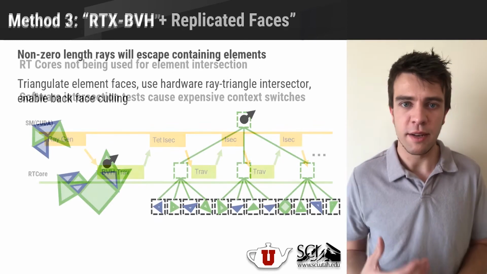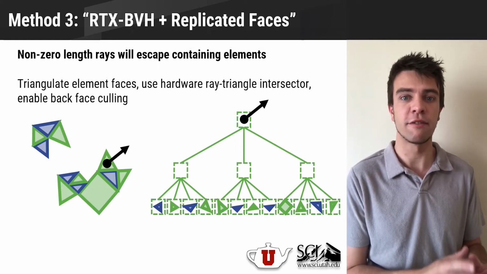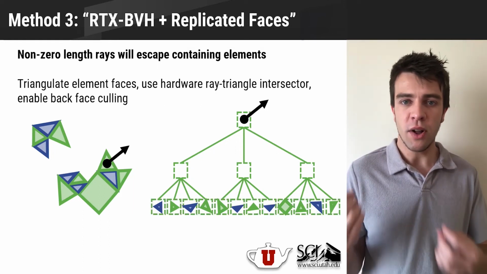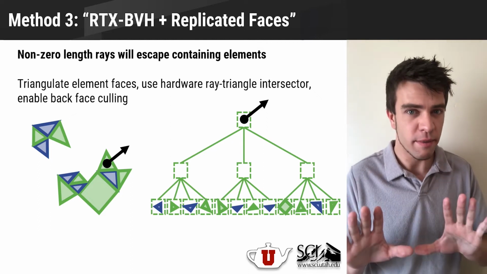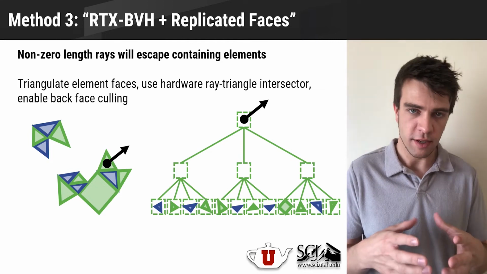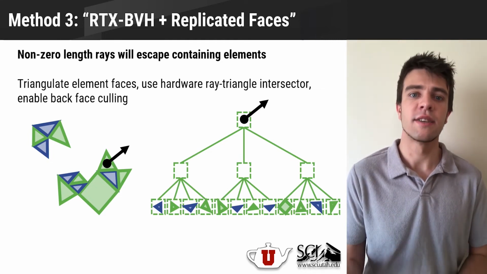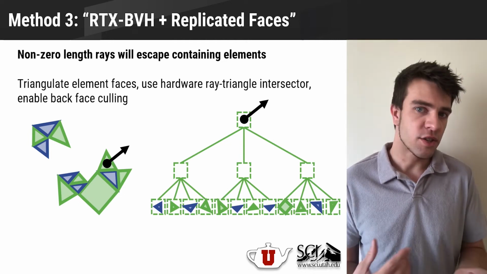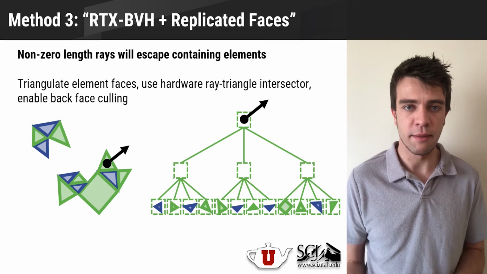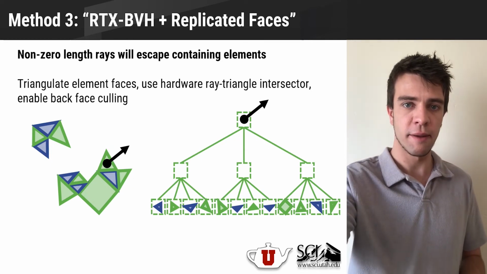So for a third method, we can observe that if we were to trace a ray with some length to it, still originating from our sample location, we will always hit one of the containing element's faces. And if we assume for the moment that our elements consist only of flat faces, then those faces can be triangulated and then intersected using the built-in hardware ray triangle intersectors. So for this method, we tag each triangle with the ID of the corresponding element, which can be found using the triangle ID returned by our array.